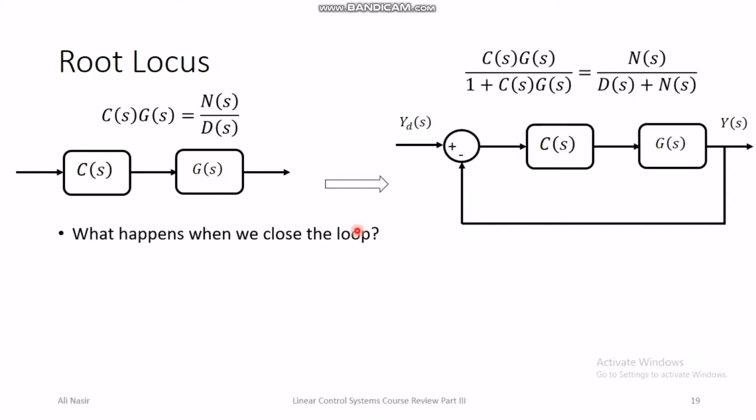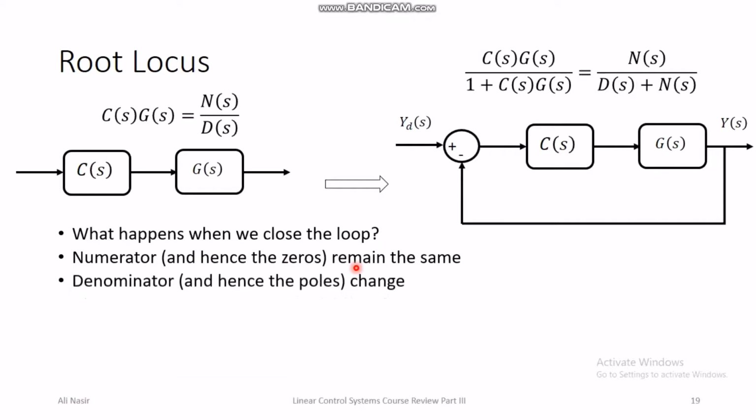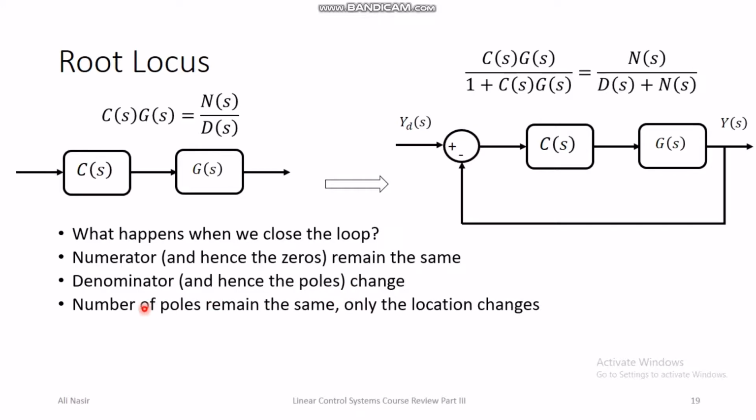Root locus basically answers the question of what happens when we close the loop. Numerator and zeros remain the same, and the denominator, and hence the poles, change by closing the loop. The number of poles remains the same, only the location of the poles changes. So you can see here that this is the denominator. Usually the degree of the denominator is larger than the degree of the numerator for causal systems. So if the system is causal, which means that it is a real physical system, then this will have a higher degree.